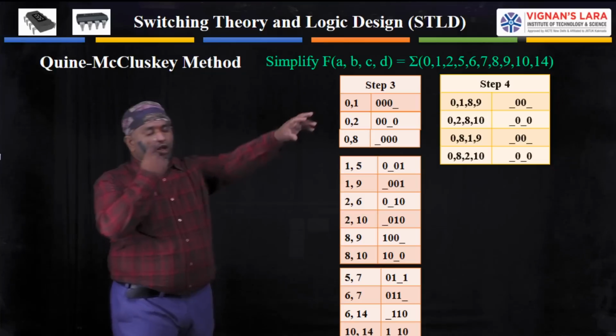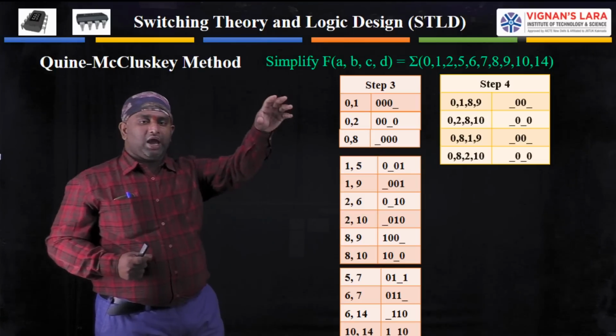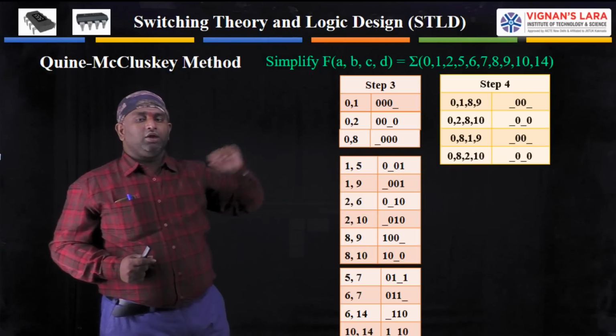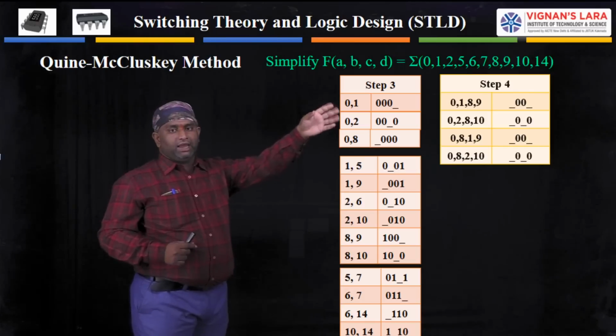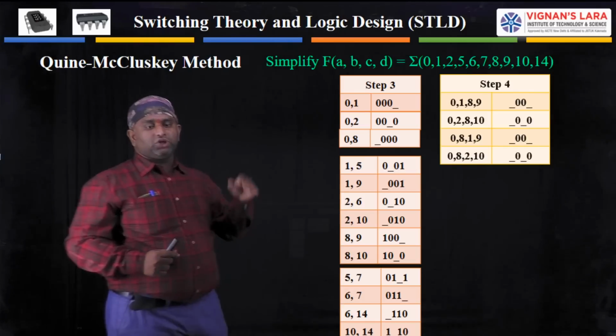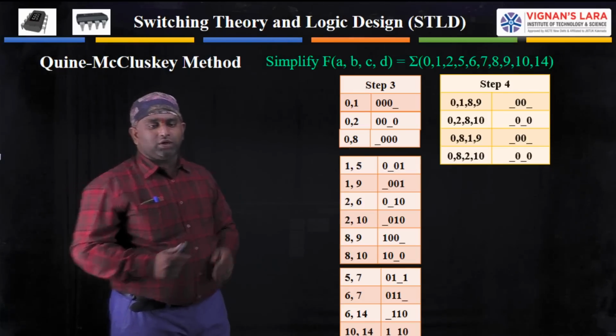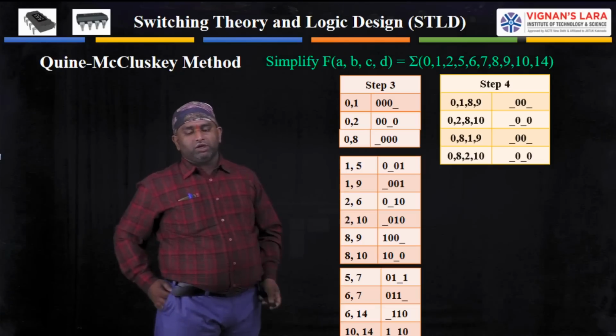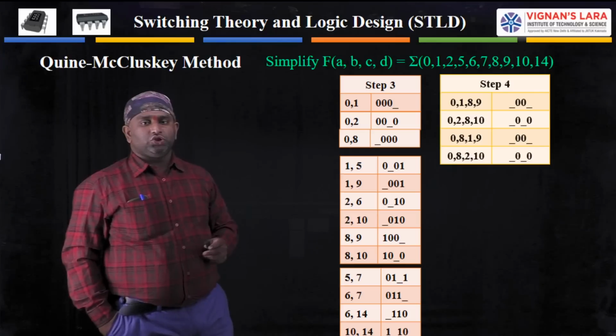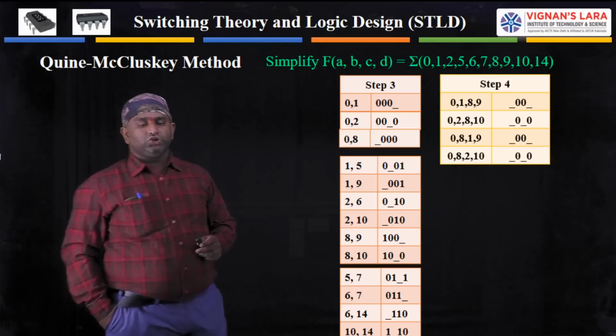So I have written all the combinations that I have explained here. See here, 0 comma 1 comma 8 comma 9 we have written. Now next, coming to 0 comma 2, 8 comma 10, I have checked that combination. I have written dash 0 dash 0 dash 0 dash 0.